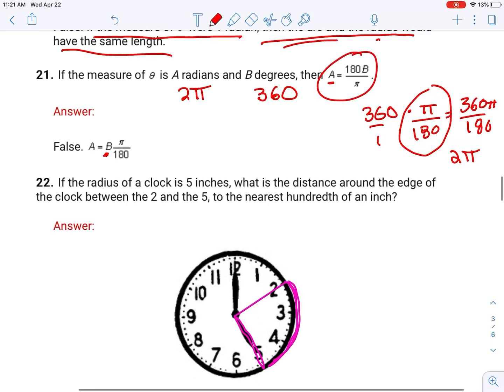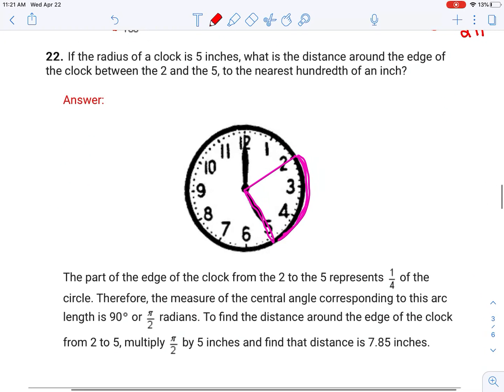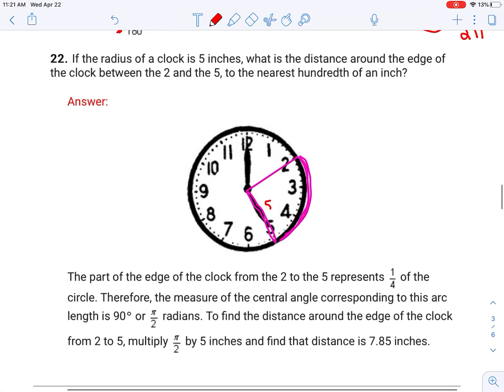It's not this. 22. If the radius of a clock is 5 inches, what's the distance around the edge of the clock between 2 and 5 to the nearest hundredth of an inch? Okay, so for this problem, we have a clock that we're looking at, and we know that the radius of the clock is 5 inches.